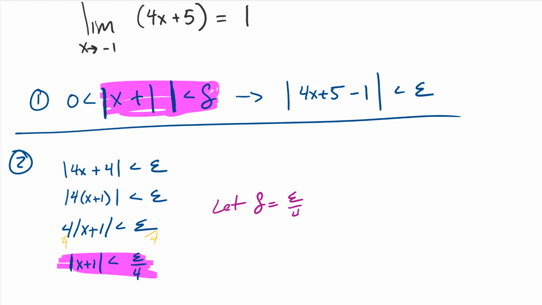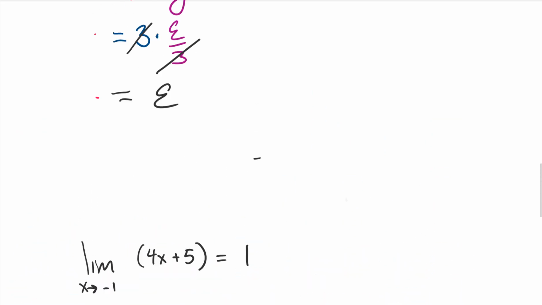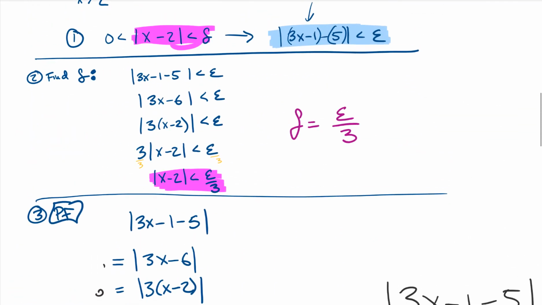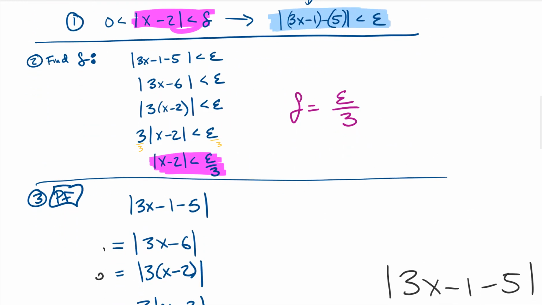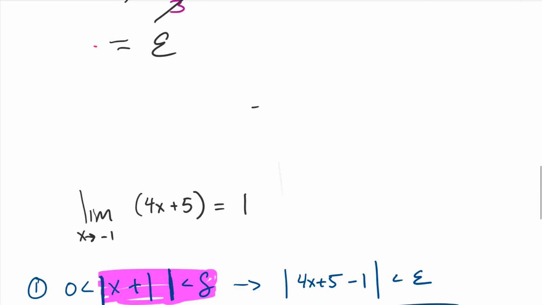Epsilon over 4. Oh, by the way, what was the slope of that line, 4x plus 5? That's 4, right? And we're epsilon over 4. Hey, what's the slope of the line 3x minus 1? I'm curious. It's 3. And then what was our delta? Epsilon over 3? Oh, neat. Cool. That's probably a coincidence.